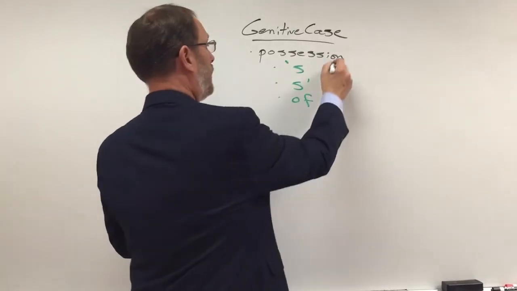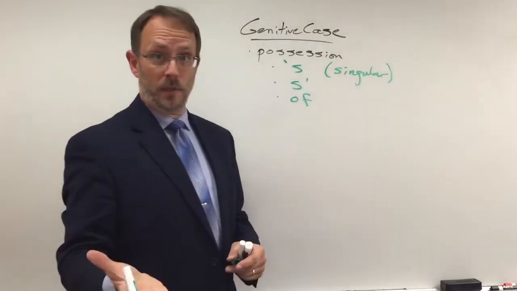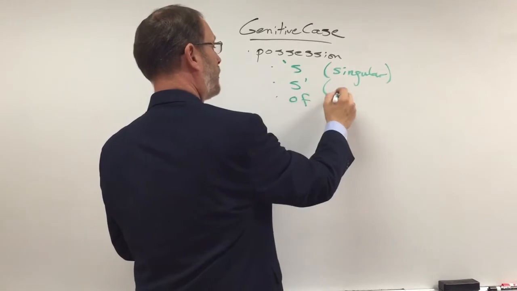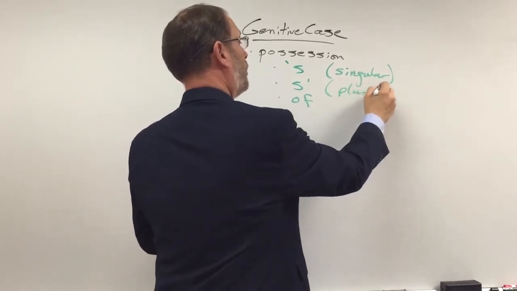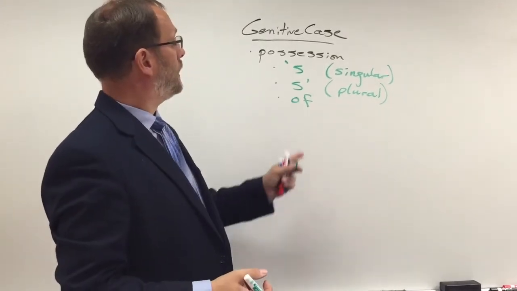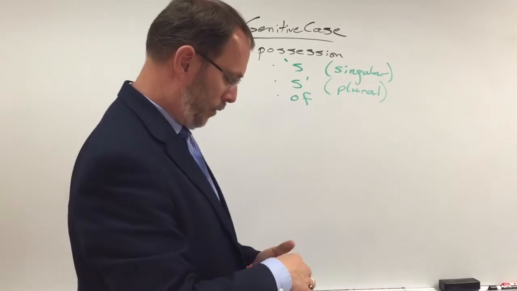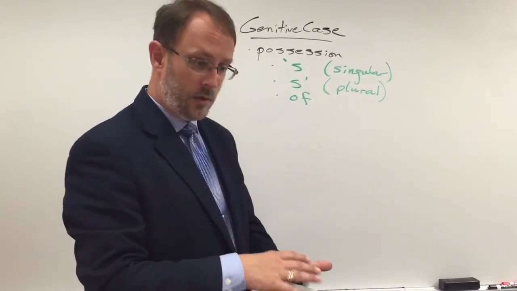Apostrophe S is singular, when one thing is owning or possessing something. S apostrophe is plural, when more than one person or thing owns something. And an of can be used either singular or plural. So let's take an example and see what we've got here.